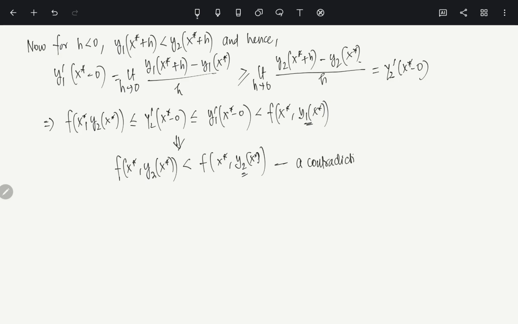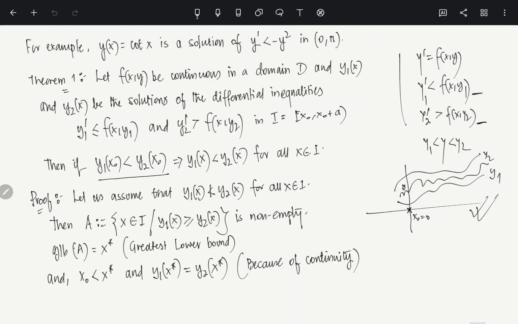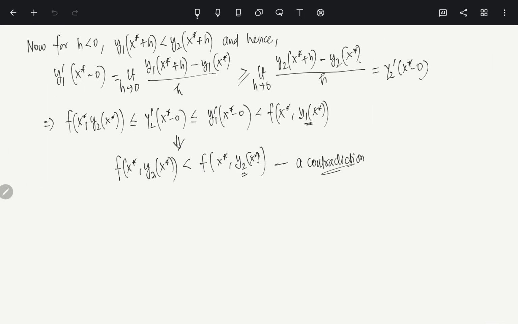Why am I getting a strict inequality? Because this is our assumption. You see, I made a mistake here. By making that mistake, you do realize that at least one of them has to be strict, either this or this. Even if only one is strict, the same sort of thing will work. So you need at least one strict inequality, and once that is there, you have a contradiction. Therefore, the set A is empty.